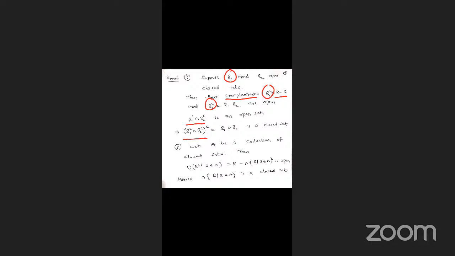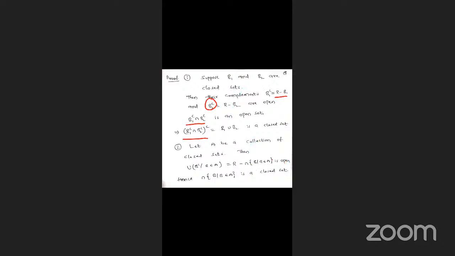You can take here B1 complement intersection B2 complement, whole complement. We will get B1 complement whole complement union B2 complement whole complement, which is equal to B1 union B2. This is theorem 2.2.15, page number 27: the union of two closed sets is a closed set. This is a small proof given in the textbook.